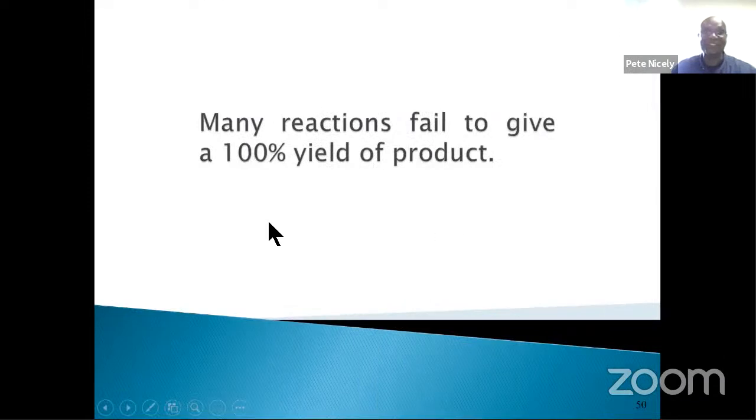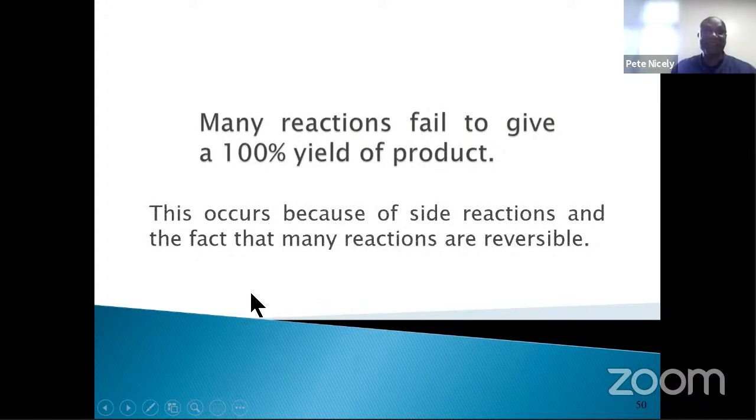However, as we stated just now, many reactions fail to give 100% of the product that you expect to get. And there are several reasons why. The most common reasons are these two right here. You might have the possibility of side reactions taking place, and this is particularly true in the case of organic reactions. You can have more than one type of product being produced as a result of a particular reaction, and that can cut down on the amount of product you expect to get. Another possible reason is that there are many reactions that are reversible, which means that the products themselves can react to form the reactants. So that can also affect the amount of product you expect to get.